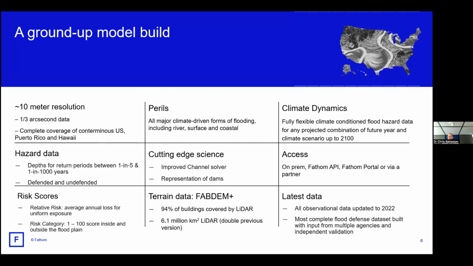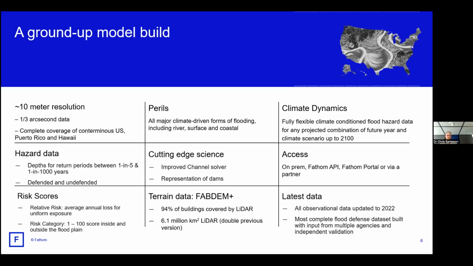We provide the data as return period depth layers and also as what we call risk scores. The risk scores take two forms. There's relative risk, which is an annual average loss layer calculated using an assumed uniform exposure, and risk category, which then takes the risk layers and categorizes them onto a 1 to 100 scale, which includes information about locations that fall just outside of the simulated hazard layers, but might still be at risk given model uncertainty. So those areas that are proximal to the model maximum flood extent.